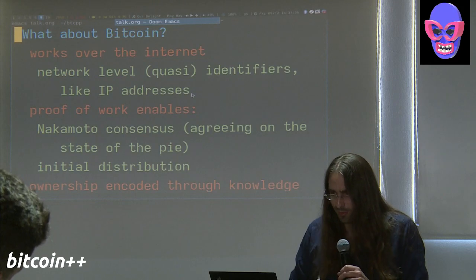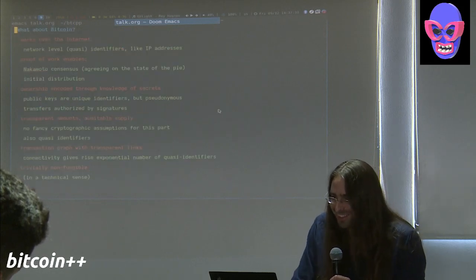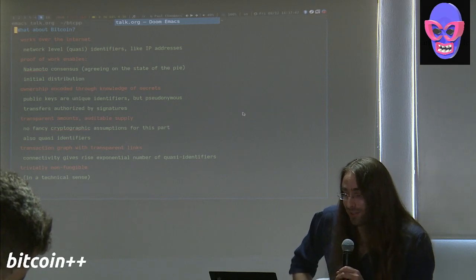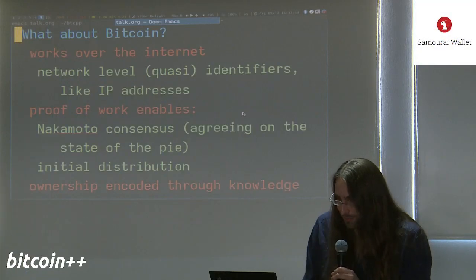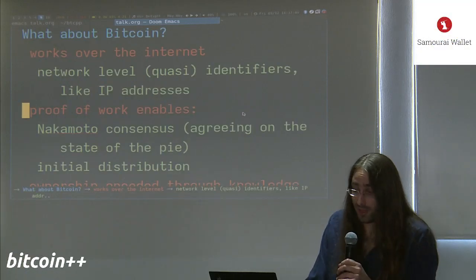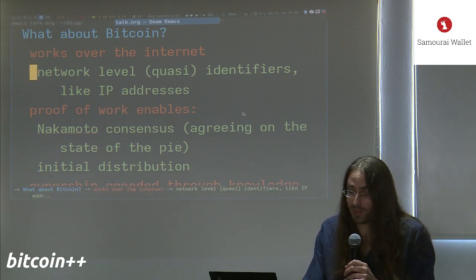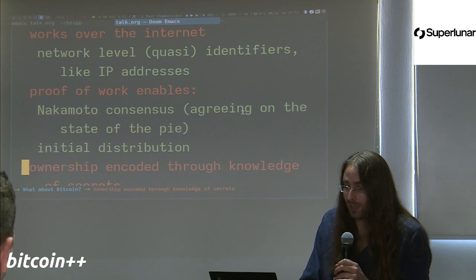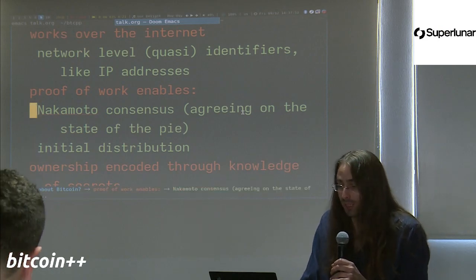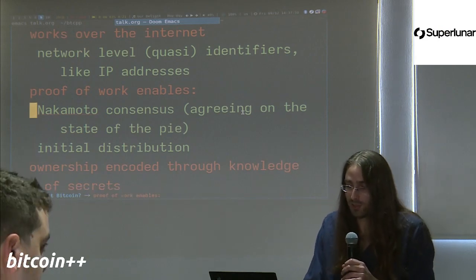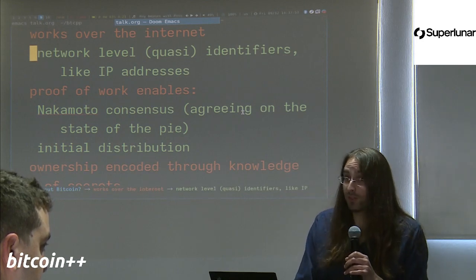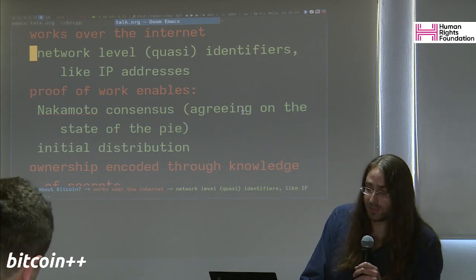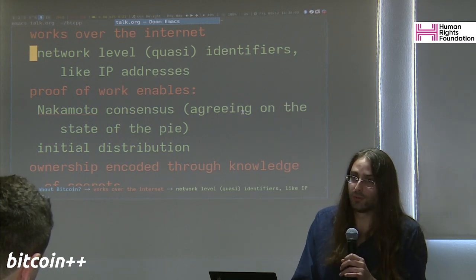But anyway, we don't care about those, right? We care about those. So, how does Bitcoin fare in comparison to this abstraction? It works over the internet. That means that we have all these network level privacy leaks, quasi identifiers like IP addresses or perhaps unique identifiers if you actually own the address.